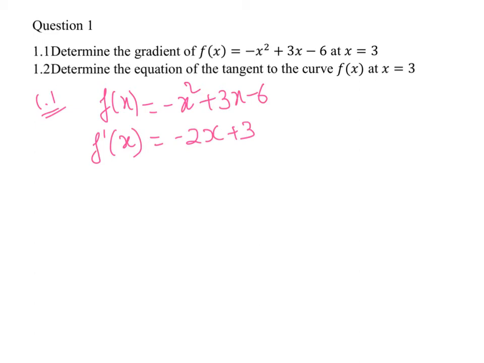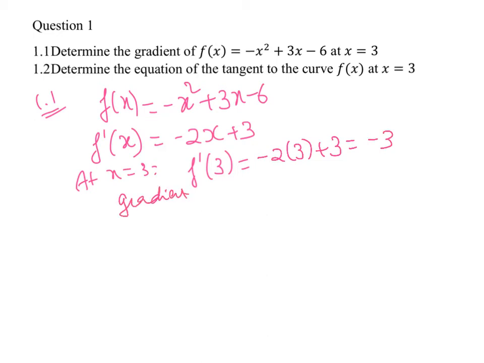Now I have to find the gradient at x is equal to 3. That is f prime of 3. I substitute 3 in the derivative to find the gradient. That is my derivative, so it is minus 2 times 3 plus 3, which gives me negative 3. Therefore, the gradient at x is equal to 3 is negative 3.